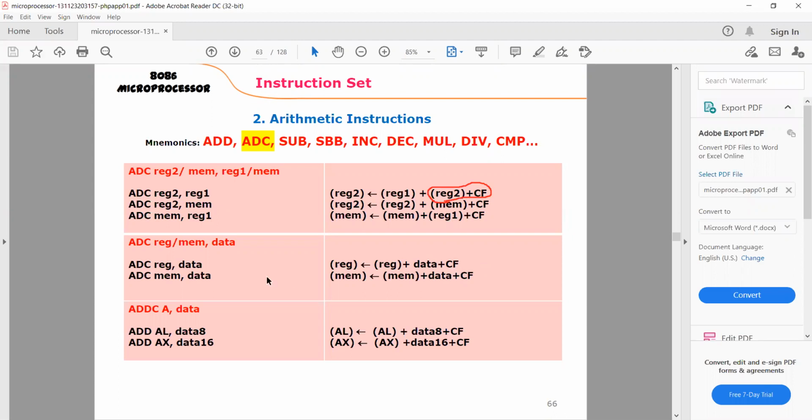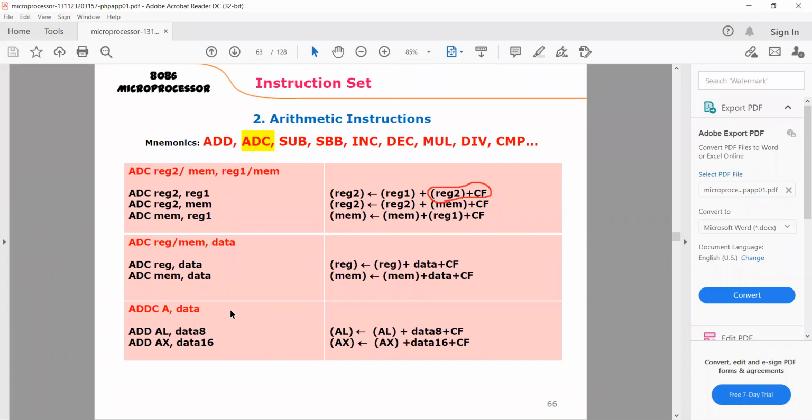So this one, ADC memory comma data, means the direct data will get added to the data present in the memory location along with the carry flag, and the result will be stored in the memory location. Similarly, the same with the AL and AX registers. So this is the difference between add and ADC instructions. Hope you are clear with this.